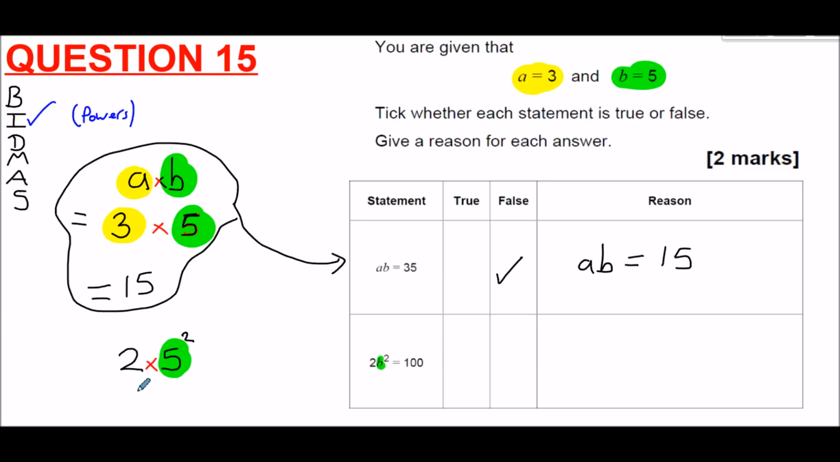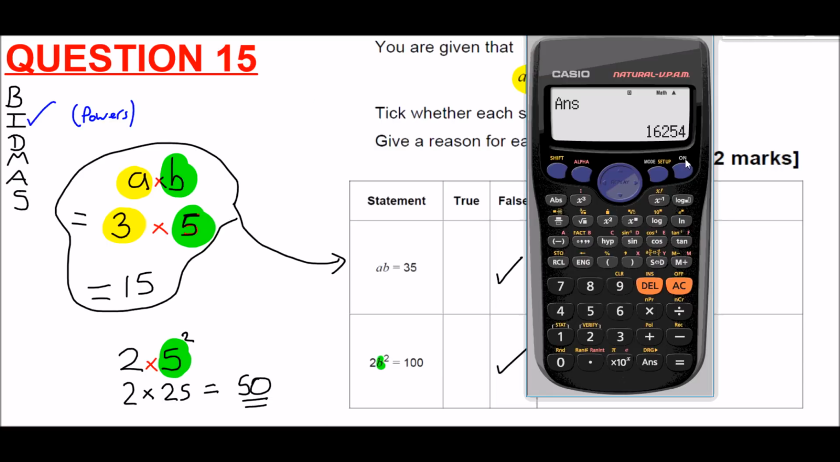So this would be 2 multiplied by 5 squared, which is 25. And 2 times 25 is 50. So again, this one's also false because 2b squared would be 50.